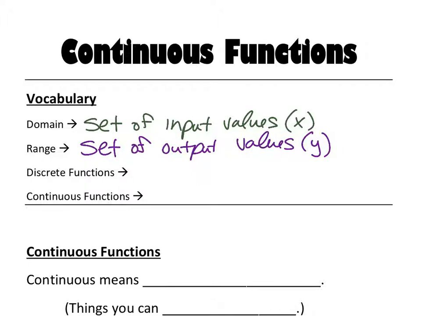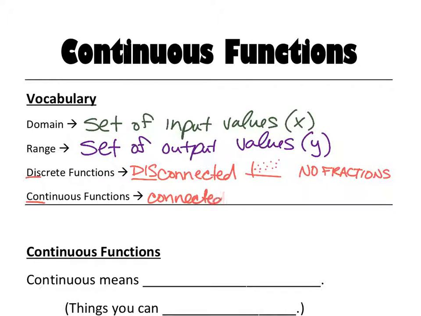Last time we also talked about discrete functions. If you remember, discrete functions are disconnected. They maybe are scatter plots. Those are disconnected data. Or they are measuring or counting things, aka you cannot have fractions. If you cannot take a fraction of the object you're studying, like a suitcase or a person, that would make it discrete data. But today, we're going to be dealing with the other type of data, which is continuous data, which is connected. So discrete is disconnected, continuous is connected.